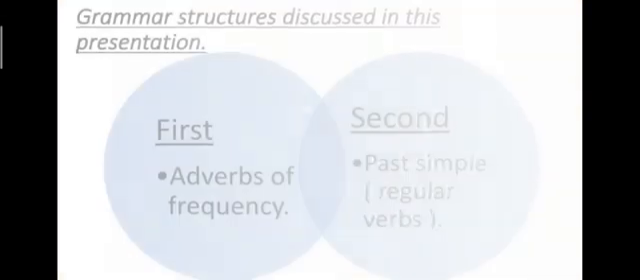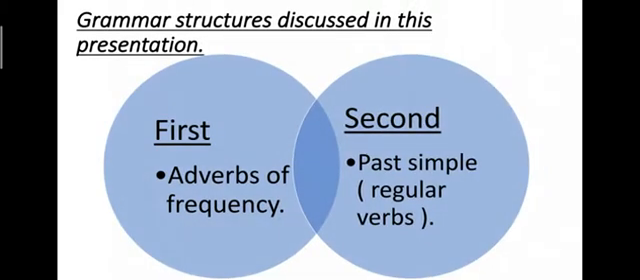Here in this presentation we are revising the grammar structures. First, we have the adverbs of frequency, and I know that you remember them very well. We have 5 adverbs of frequency: always, usually, sometimes, hardly ever, and never. These are the 5 adverbs of frequency.